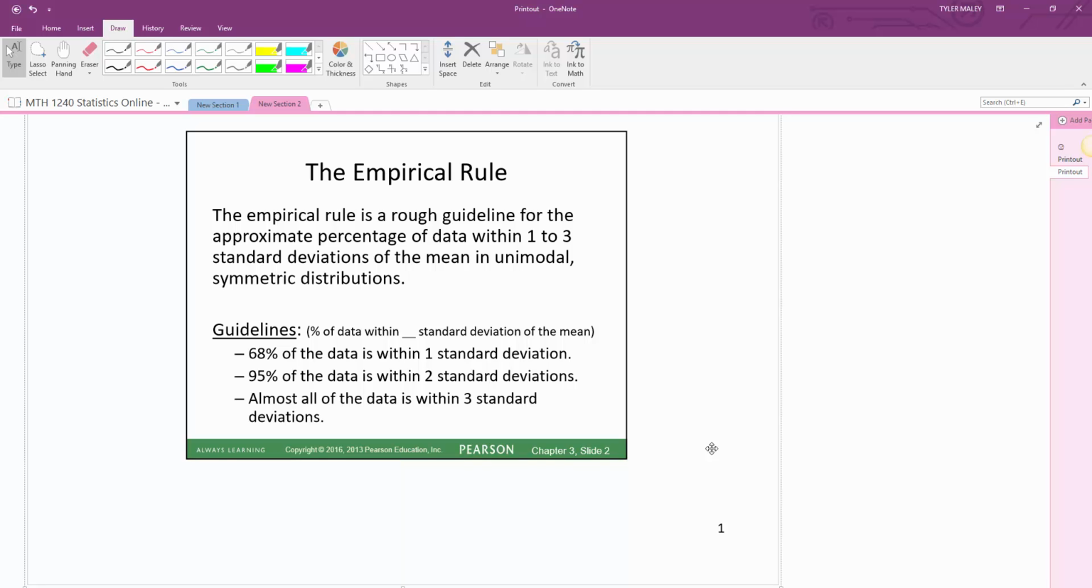And actually, when it says almost all, I'm going to make note of this. What we mean is 99.7%, right? That's typically the value used. Some people approximate this a little differently, but 99.7 is the common value to be used. So we also call this the 68, 95, 99.7 rule. So this can just help you remember those percentages.